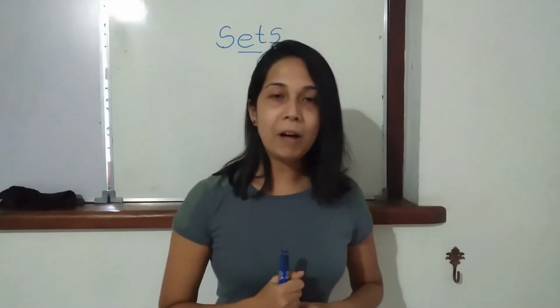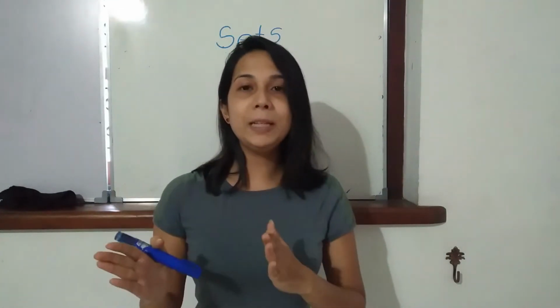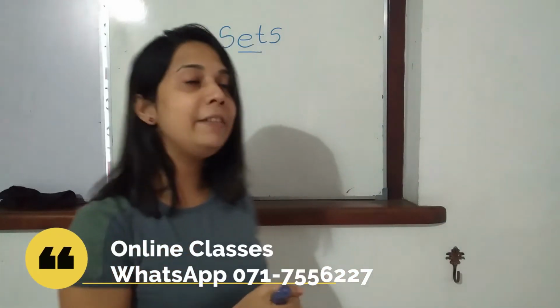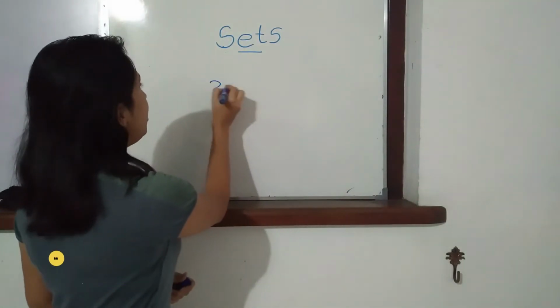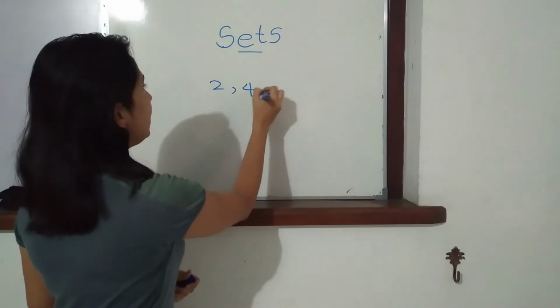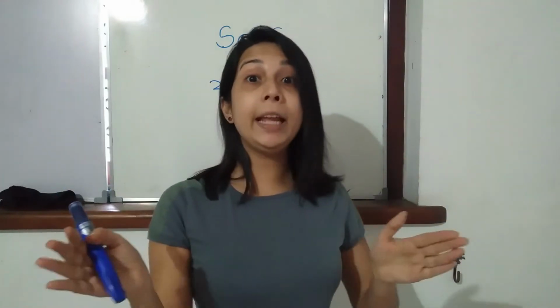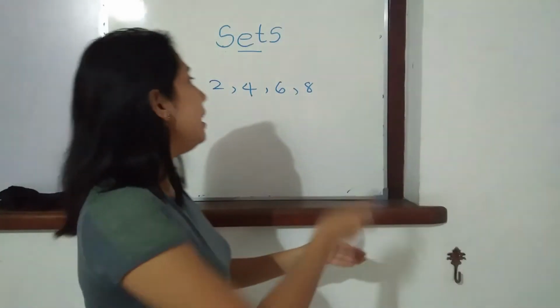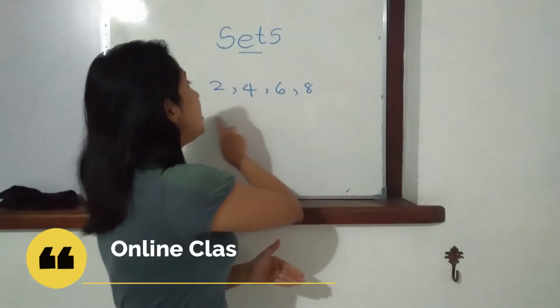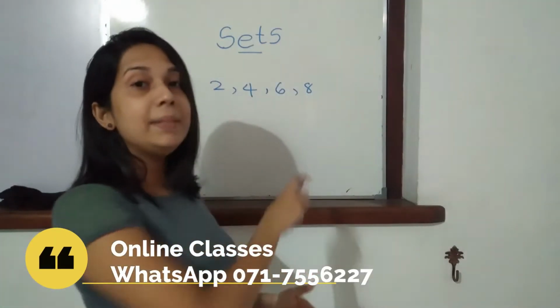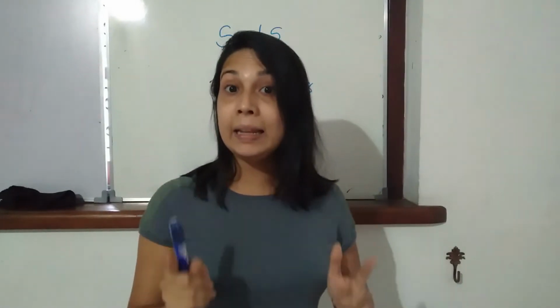Let's take an example also. Another one: even numbers between 1 and 10. What are the even numbers between 1 and 10? 2, 4, 6 and 8. These are the elements. We call these items elements.